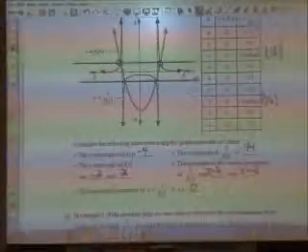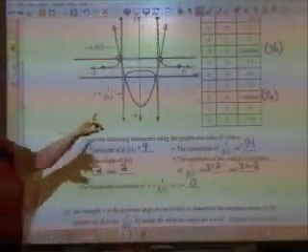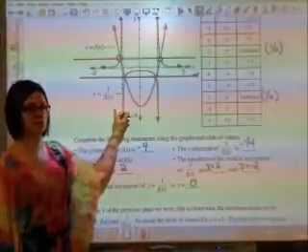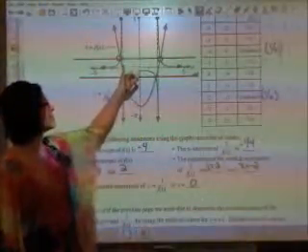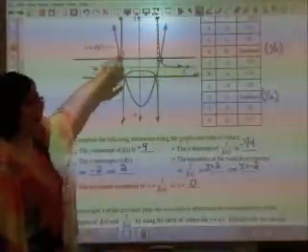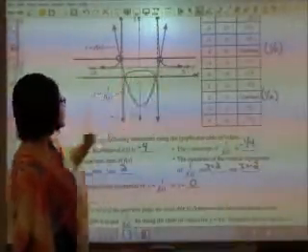And finally, when f of x is equal to what value? The graph of 1 over f of x has vertical asymptotes. So where does the graph have vertical asymptotes? What are these values here? -2 and 2. So when the original graph was equal to -2 and 2, the reciprocal graph has asymptotes.